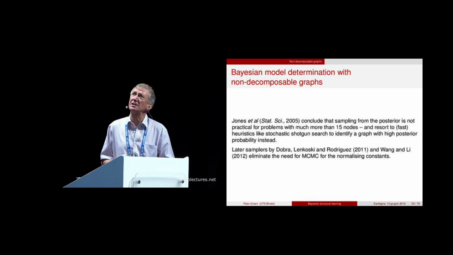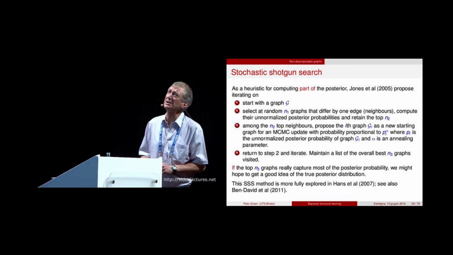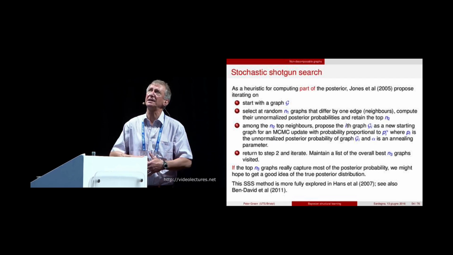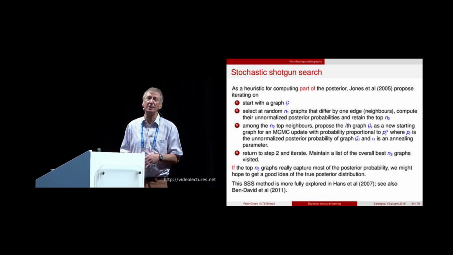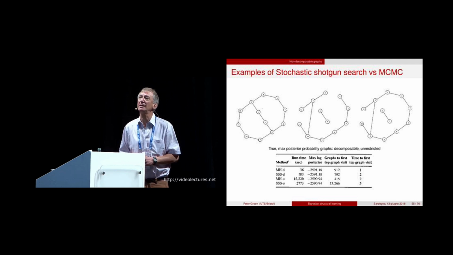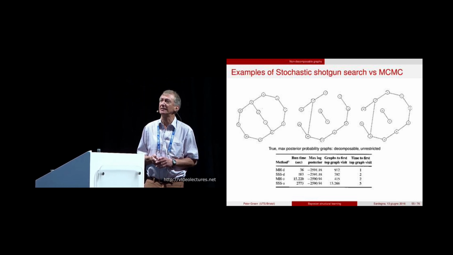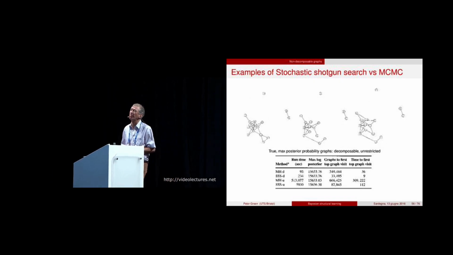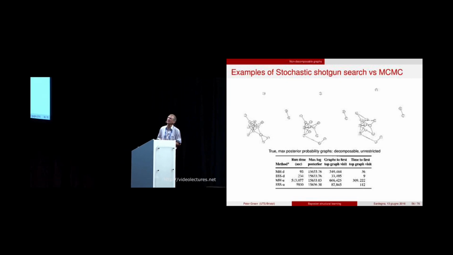The stochastic shotgun search idea proceeds by starting with a graph, selecting graphs that differ by one edge from it, computing their unnormalized posterior probabilities, retaining the top ones, and then proceeding from that, among those neighbors, taking the ith graphs as a new starting point, running little MCMCs, and so on. So it's a heuristic. It works rather well, and it's been improved and further explored in other papers. But it is a method of optimization, not a method of sampling. I think I'll skip the illustration stolen from that paper.